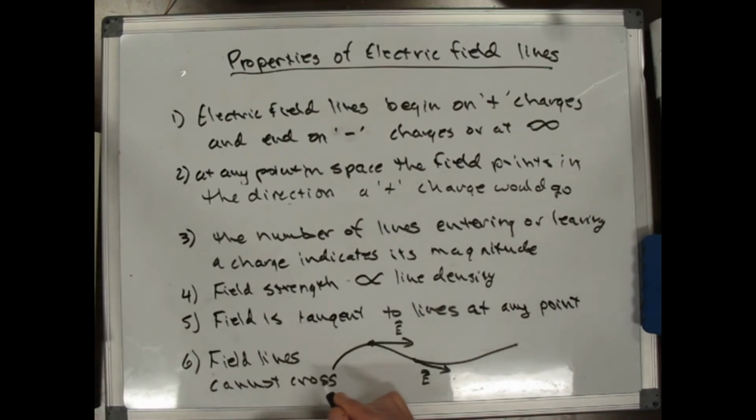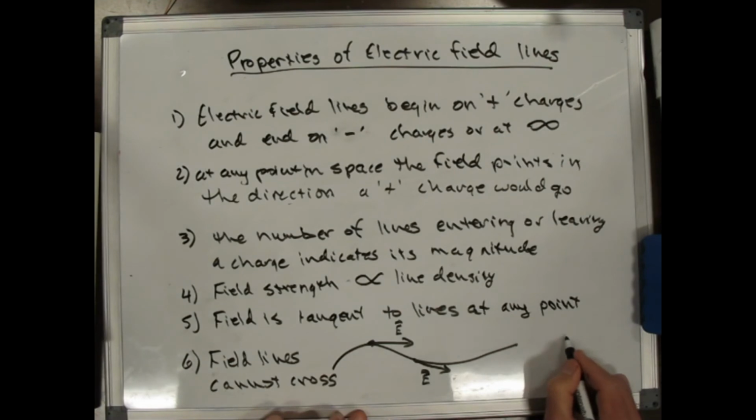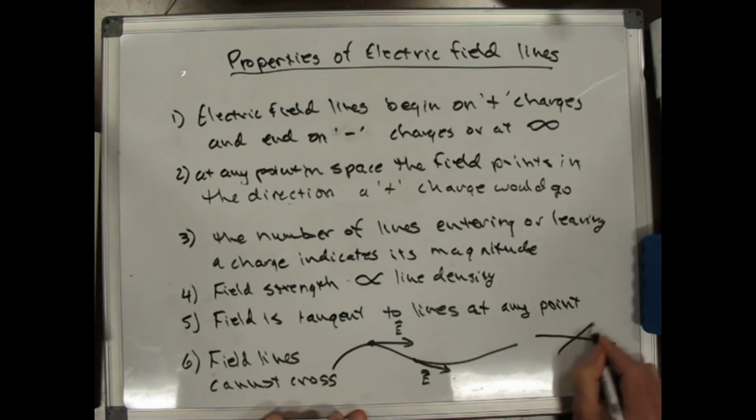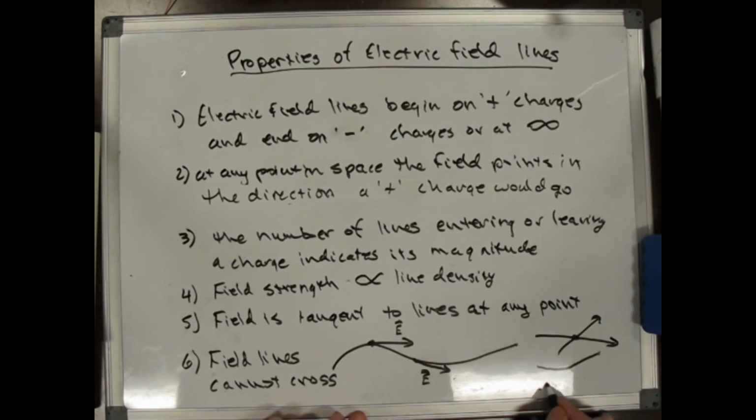Number 6 is field lines cannot cross, and you can sort of see why, right? If the field lines point in the direction a positive charge will go, if they cross, where would a charge go if placed at the place where they cross? And so instead what you would see there is this and this maybe. So it looks like they cross, but they don't really cross. All right, that's a little discussion of the properties of field lines.